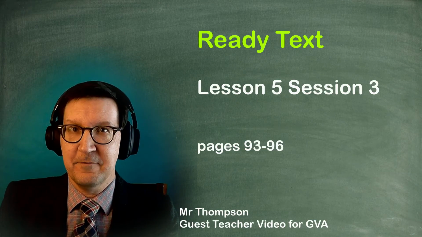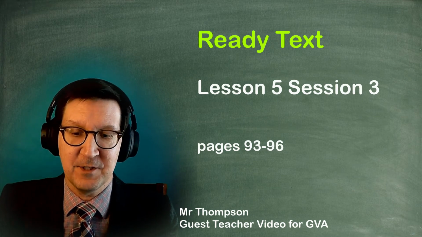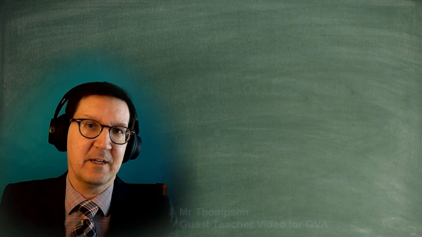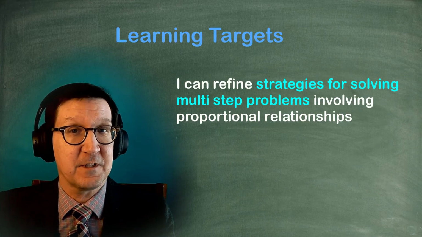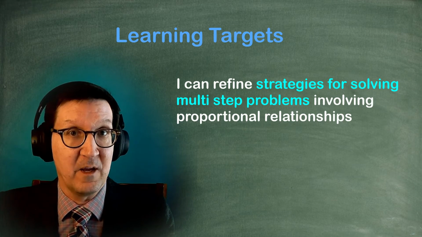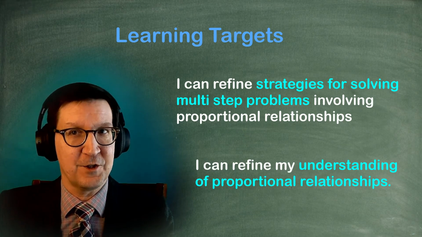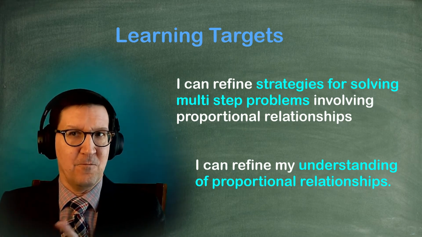Today we're covering Lesson 5, Session 3, which will be pages 93 through 96 in your Ready textbook. All right, today, our learning targets: we're going to refine strategies for solving multi-step problems involving proportional relationships, as well as refine our understanding of proportional relationships. So, that's a little brain warm-up for today.